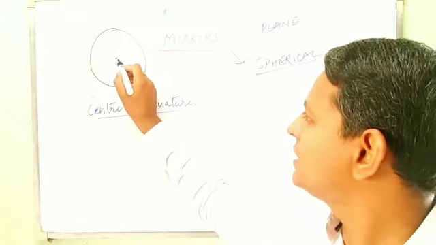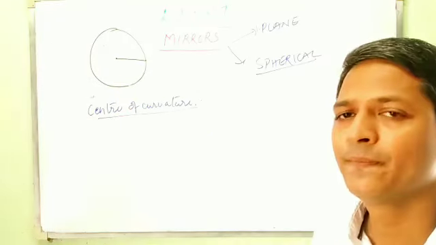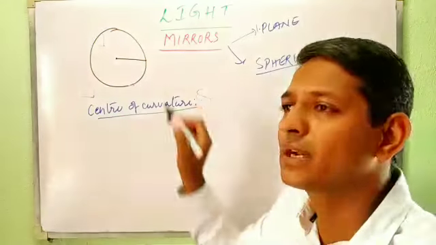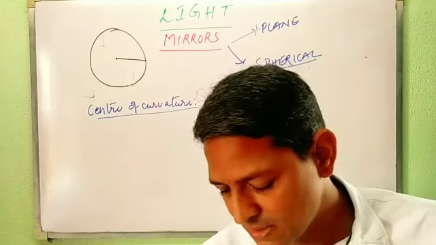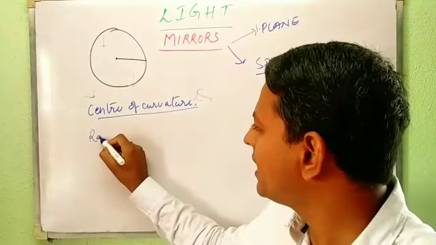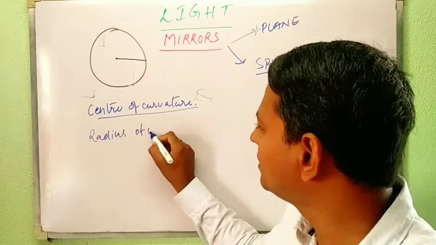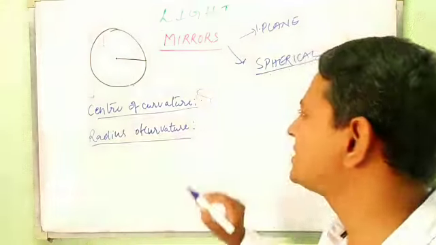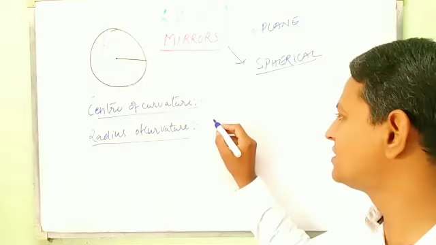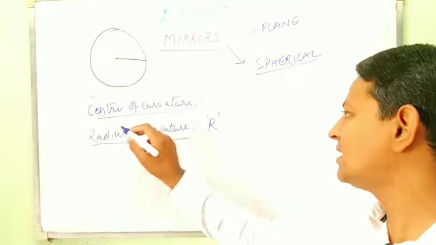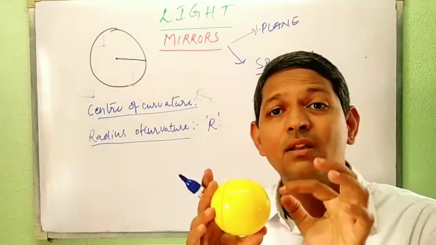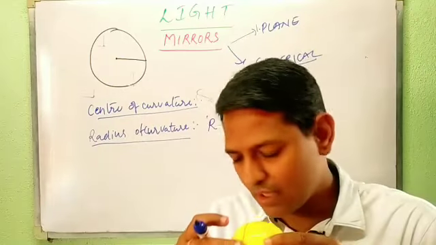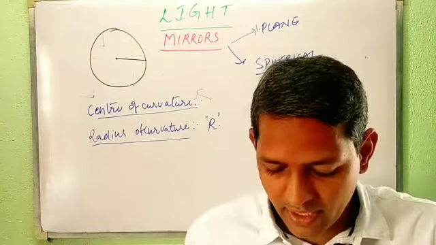And what do you call the distance from the center to the circumference? It is called as a radius. So the second part is called as radius of curvature. What is radius of curvature? Radius of curvature is the distance from center to the circumference, which is represented by capital R. So what is center of curvature? Center of curvature is the center of the sphere from which this mirror is cut. Okay, now this is center of curvature and radius of curvature.